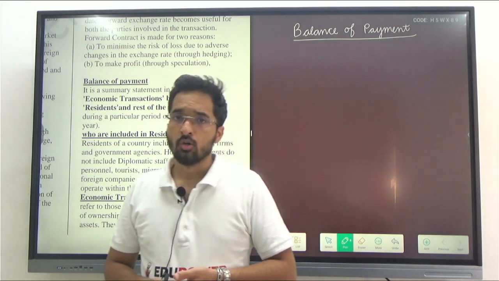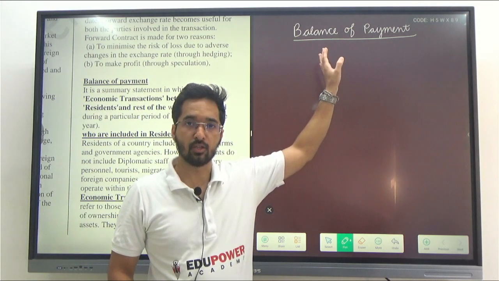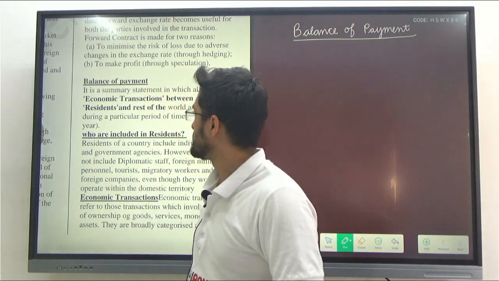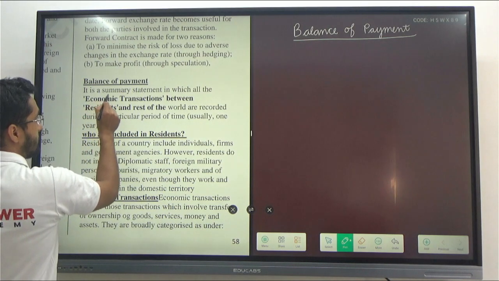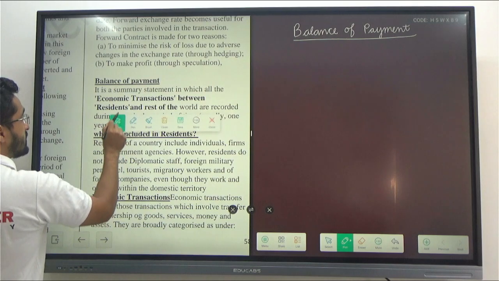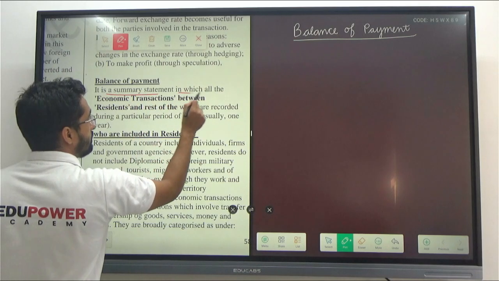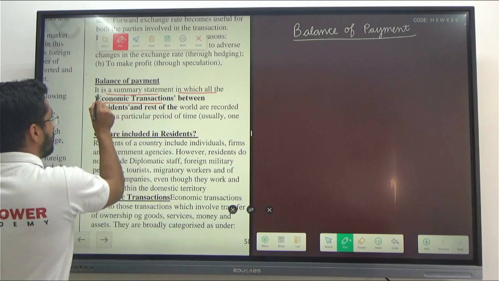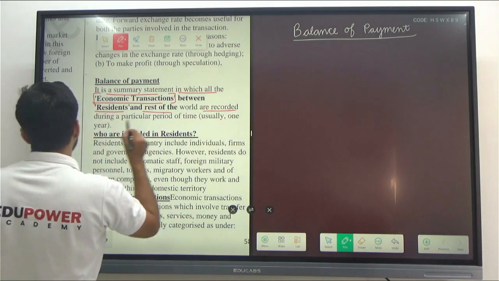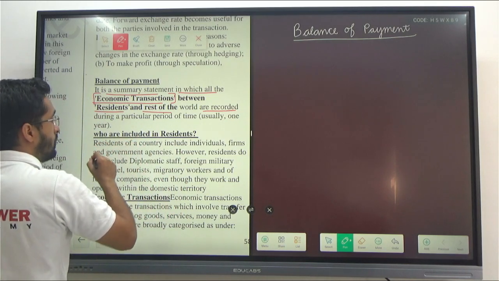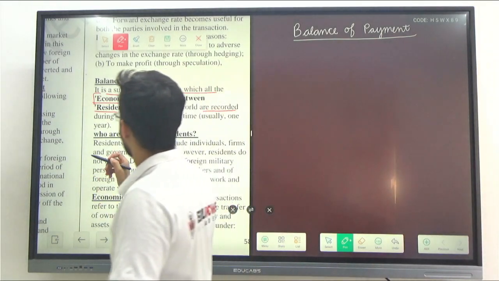So, whatever we export and import all come under the balance of payment. Now, basically what is a balance of payment? It is a summary statement, like a financial statement, in which all the economic transactions between residents and the rest of the world are recorded. Now, we are going to explain what are economic transactions and what are residents.